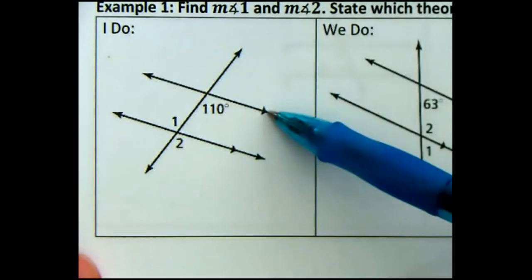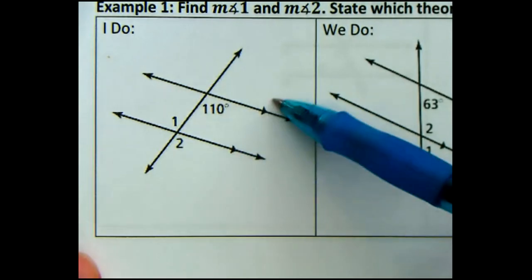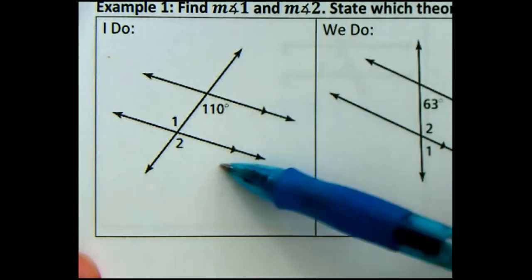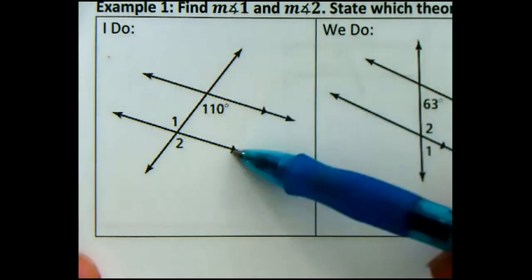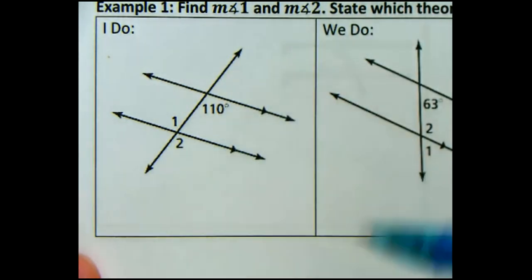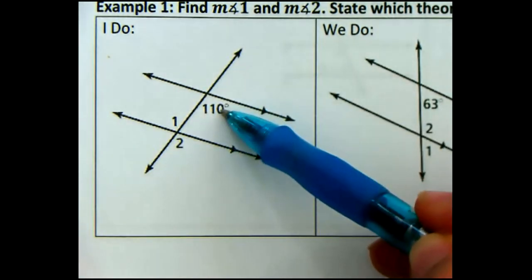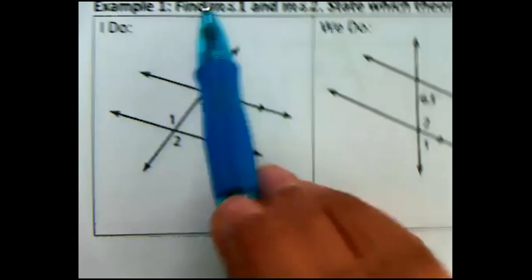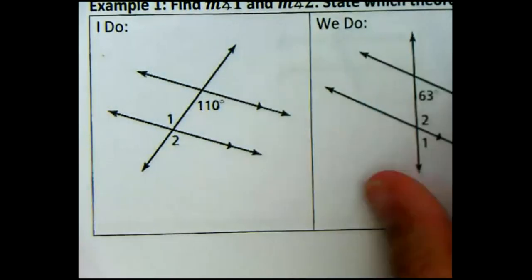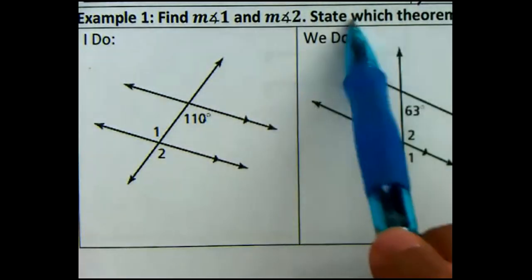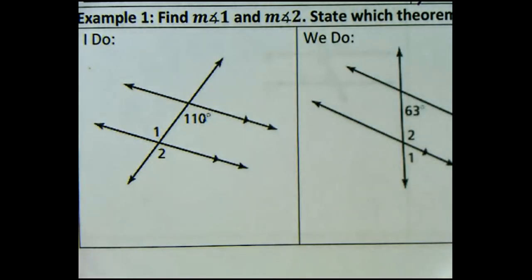We have 2 parallel lines. I see my symbols for parallel lines. I have my little arrows, 1 and 1. That tells me these lines are parallel, which means I have a bunch of congruent and supplementary angles here. Okay. I've been given this angle here, 110 degrees. And I'm being asked to find the measure of angle 1 and 2 and state which theorem you used.